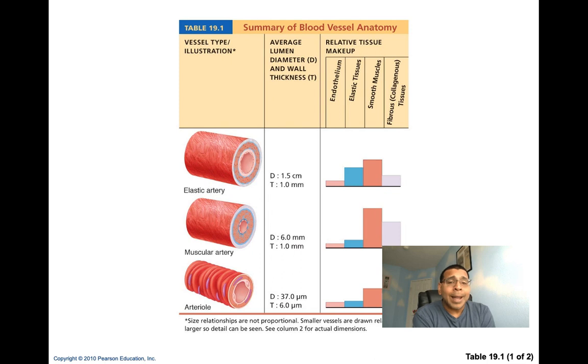Elastic arteries are also known as conducting arteries, and they contain a lot more elastin. They also contain a substantial amount of smooth muscle, but they are relatively inactive in vasoconstriction.